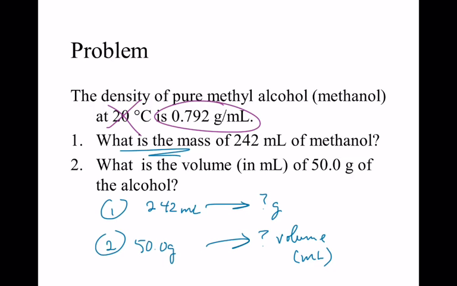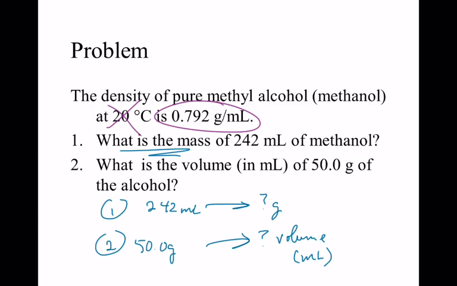I want you to be thinking that when we work these, the thing that we're trying to convert is going to be our first term over 1. Then we're going to use density to get, in the first case, from milliliters to grams. In the next case, we're going to use density as our second term to get from grams to milliliters.